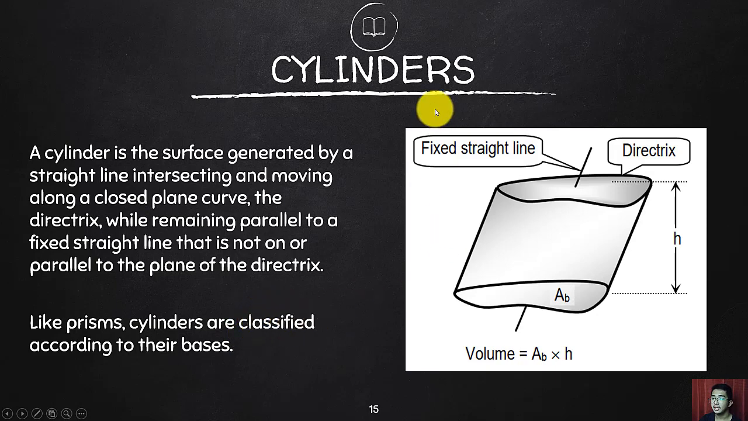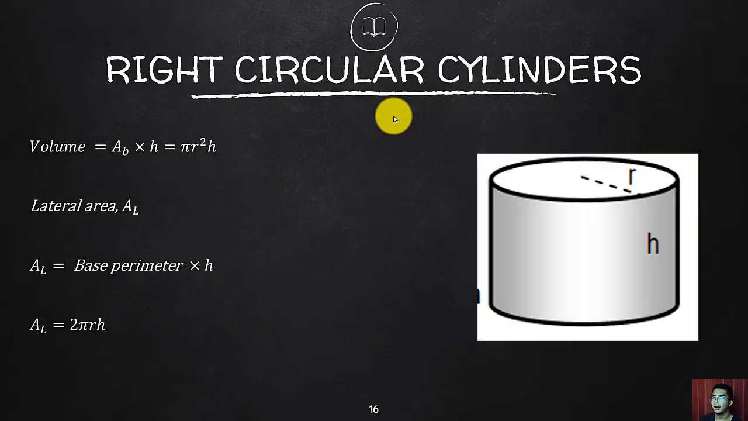So cylinders are now a bit more fluid. Fluid is a very confusing term. Let's say curved types of prisms. If the bases of prisms are polygons, for cylinders their bases are usually curved, like a circle, like an ellipse. So you have of course your right circular cylinders, wherein the base of the cylinder is a circle.